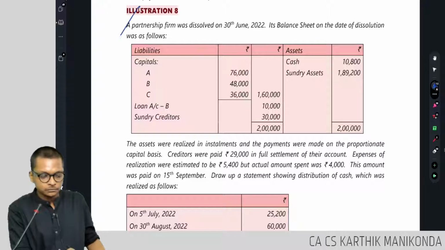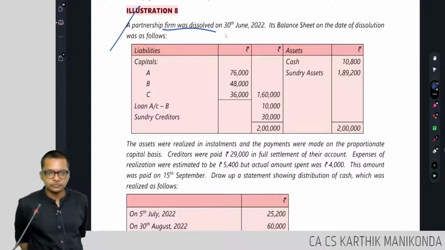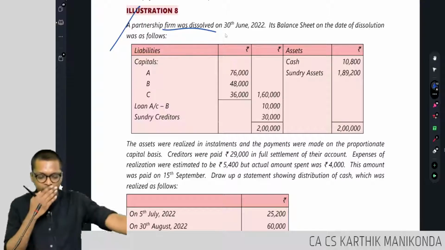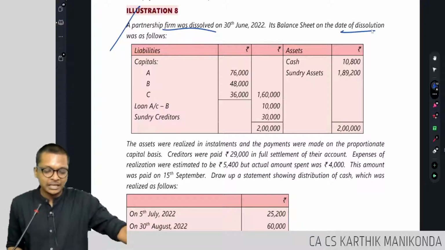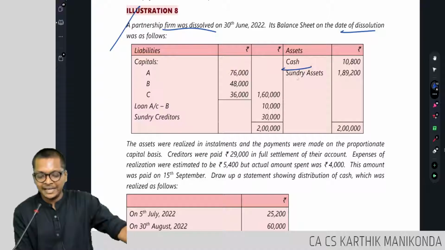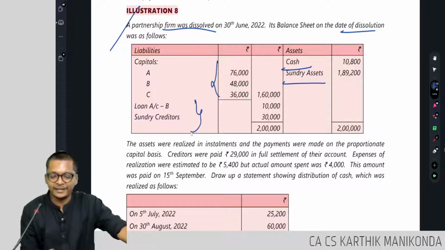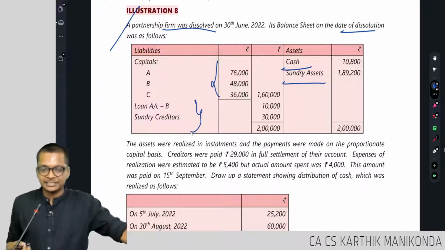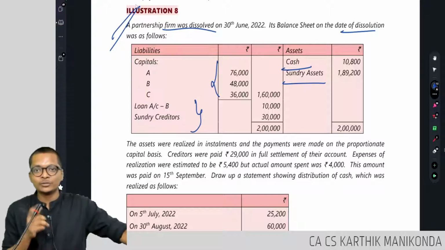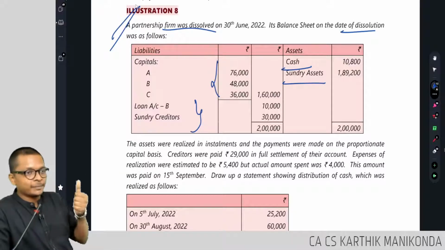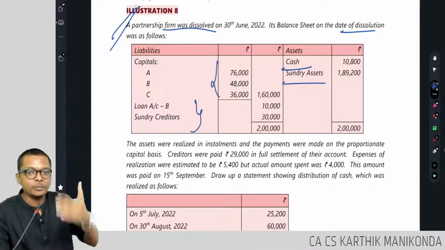A partnership was dissolved on 30th of June. The balance sheet on that date was as follows. You have cash and sundry assets, the 3 capitals that I have to pay, and you have liabilities. Just like the same sum, I can solve using piecemeal or maximum loss. I told you, guys, the same sum we can solve using piecemeal, maximum loss, or the normal sum itself.